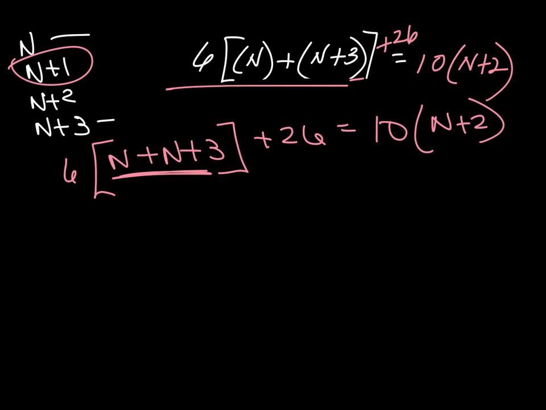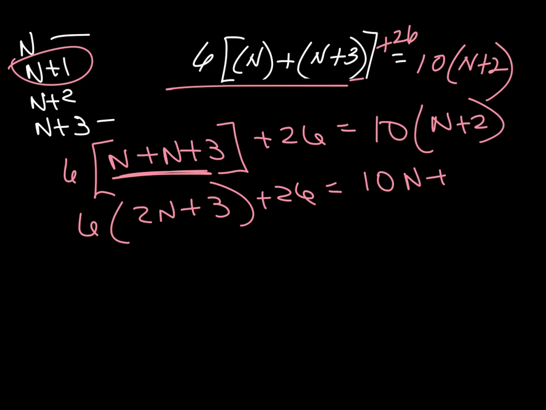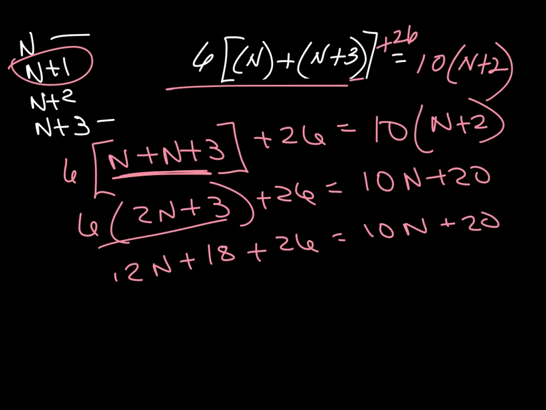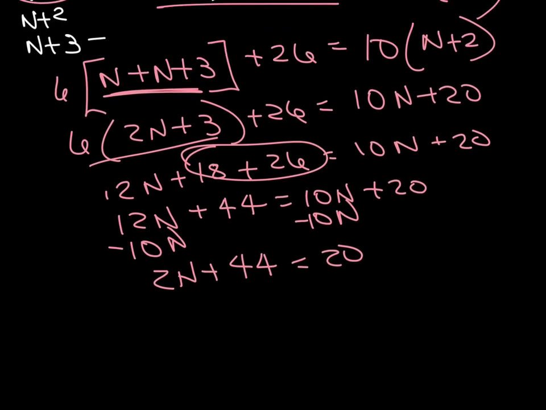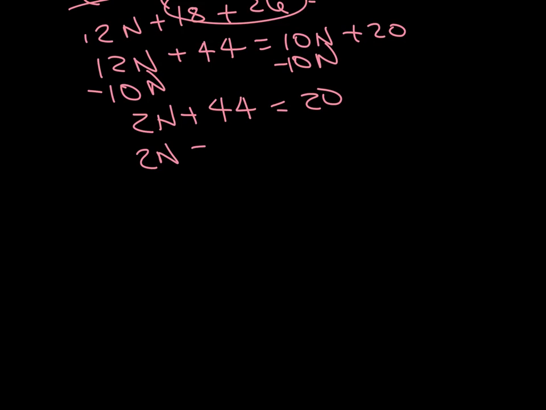Alright, so let's go ahead and combine. Distribute. Okay, distribute here. Add these two. Subtract 10n. Okay. And let's move this up. Subtract 44 from both sides, and I have negative 24. Divide by 2, divide by 2. n is negative 12.